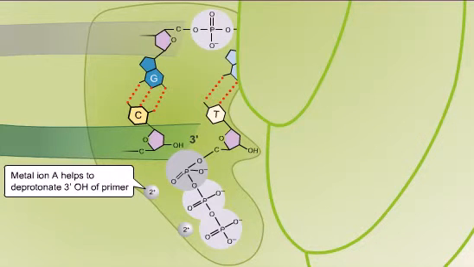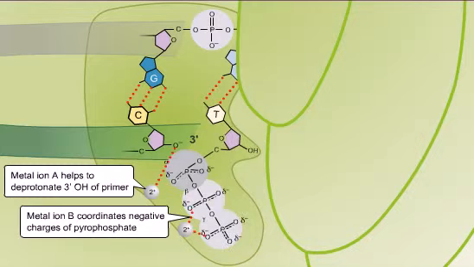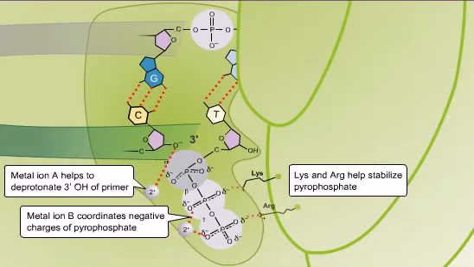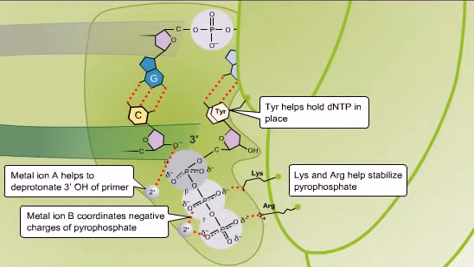Metal ion A helps to deprotonate the 3' hydroxyl of the primer, producing an oxyanion to attack the alpha phosphate of the incoming dNTP. Metal ion B coordinates the negative charges of the beta and gamma phosphates of the dNTP and stabilizes the pyrophosphate leaving group. Lysine and arginine residues on the finger domain also help to stabilize the pyrophosphate. And, through stacking interactions, a tyrosine residue attached to the fingers helps to hold the dNTP in place for catalysis.